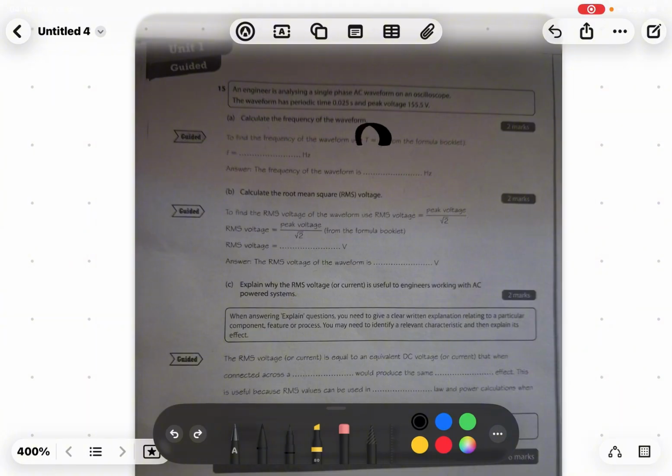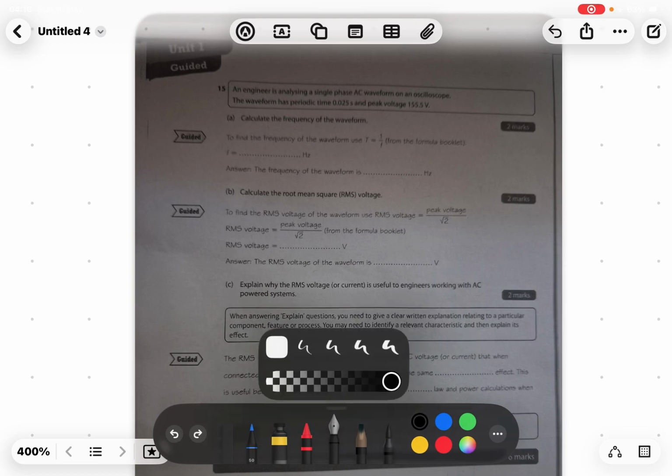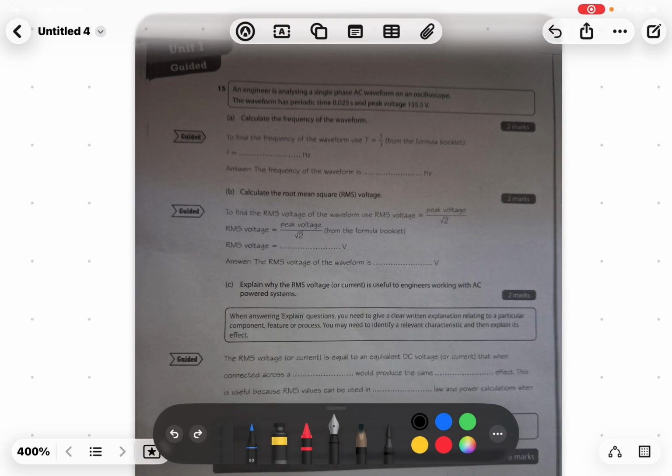We know that this is the equation. Oops, let me make this smaller. This is the equation that we would use to find the t. However, we're looking for the frequency, so we just rearrange the formula. So we get F equals 1/t, and it's actually time. T is time, and we do know the time. It's 0.0.